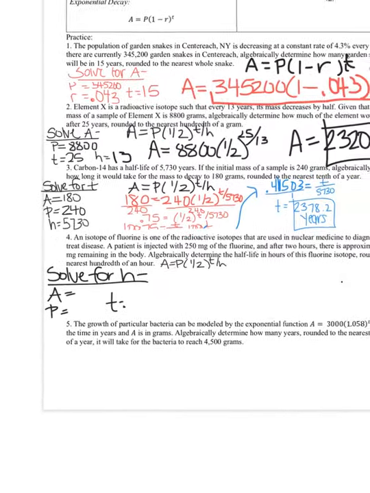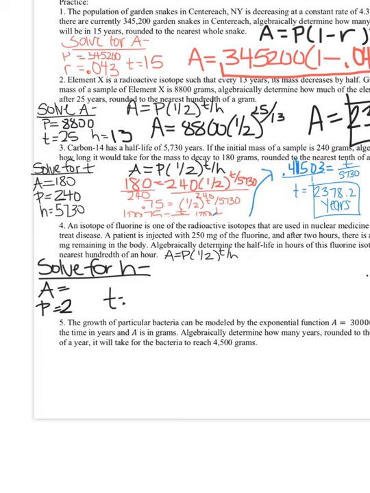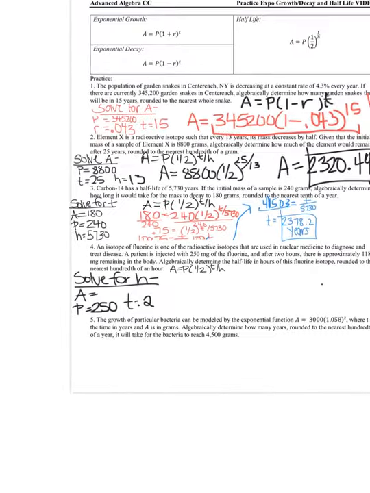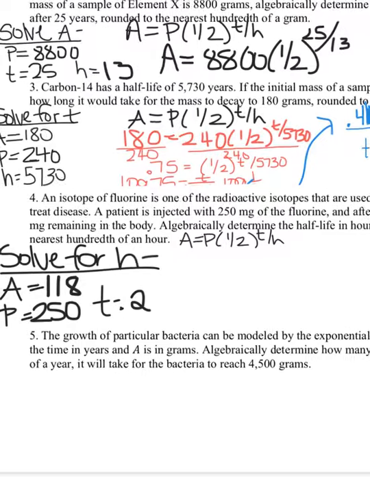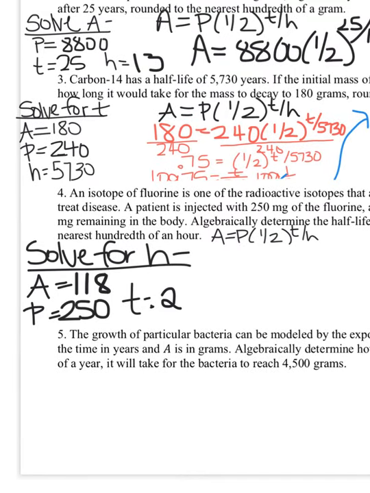So a patient is injected with 250 milligrams, and after 2 hours, which means that T is 2, there are 118. So that's it. 118 is A, 250 is P, and T is 2. Solve for H. So again, by doing this, you're getting rid of all of the wordiness. So you have 118 equals 250 times 1/2 raised to the 2 divided by h, because we know that t is 2.